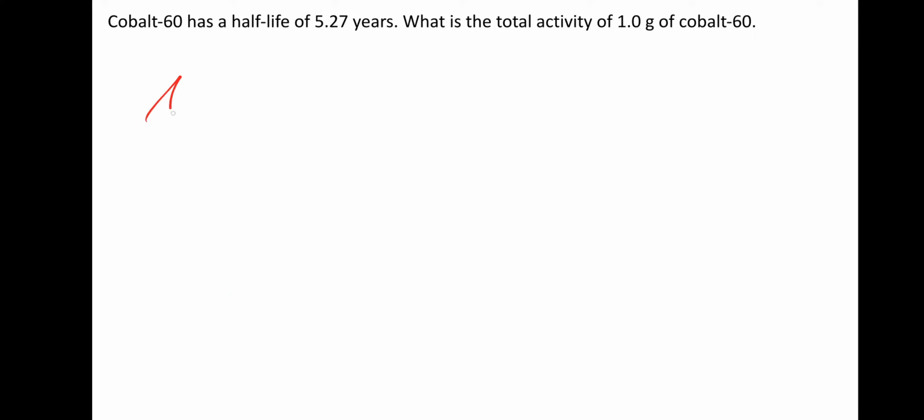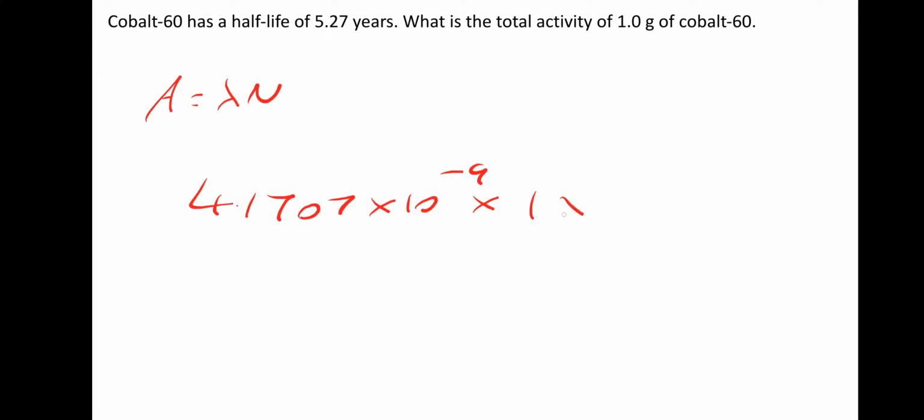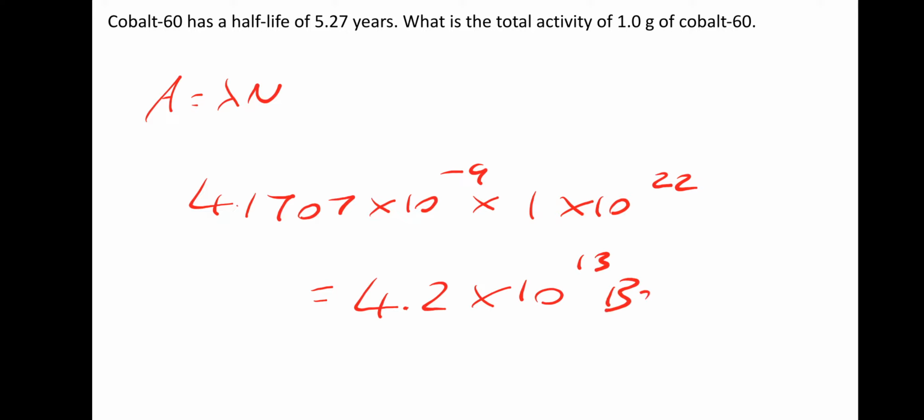Then we just need to do activity is lambda N. So 4.1707 times 10 to the minus 9 multiplied by 1 times 10 to the 22. And that gives us an activity of 4.2 times 10 to the power of 13 becquerel. Hopefully that one went okay.